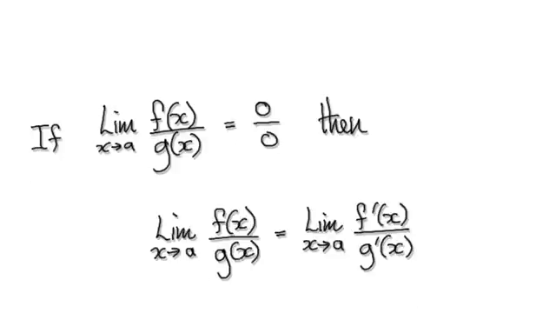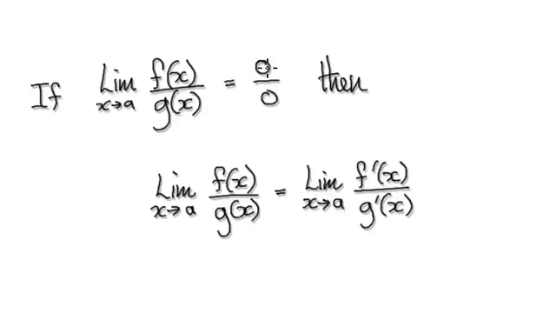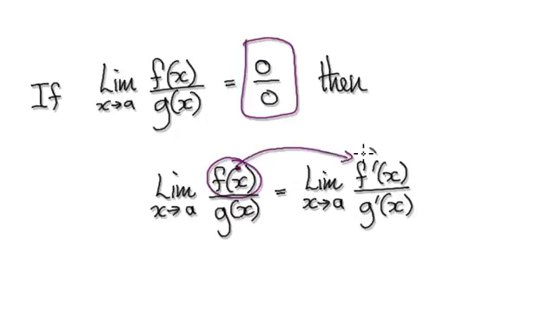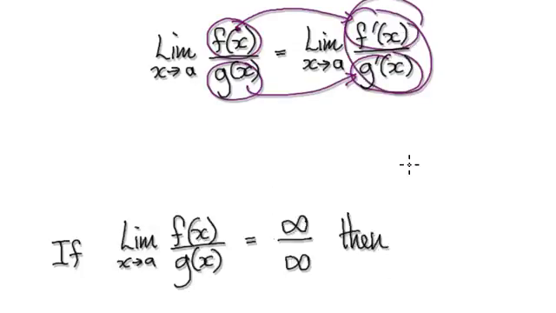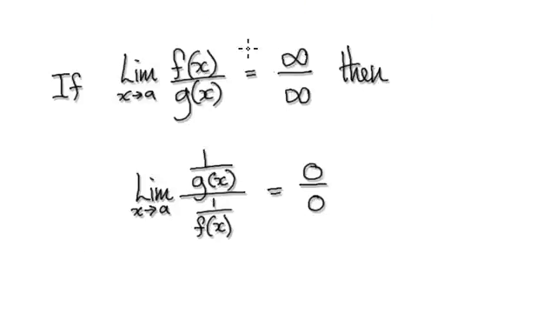So far, we've seen that whenever you encounter an indeterminate form of 0 over 0, then you can apply L'Hopital's rule. You can just differentiate the top, differentiate the bottom, and then try and find the limit of this. So now we're going to consider the case of infinity over infinity.